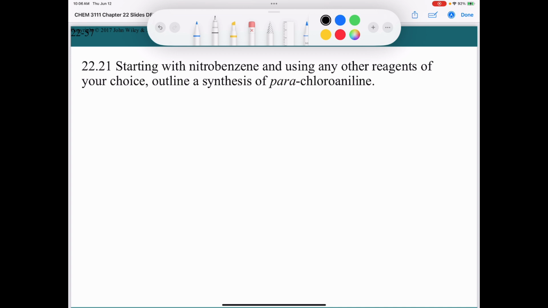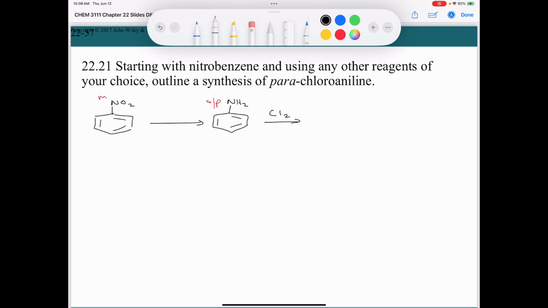Question 22.21, it looks pretty simple. It says starting with nitrobenzene and any other reagents. So if we're starting with nitrobenzene, could we find a way to make parachloroaniline? Okay, so we want to make this compound, parachloroaniline. And you might think, okay, well the nitro group is a meta-director. Once I reduce it down to the aniline, which is pretty straightforward, it's going to be an ortho-para-director, and then all I have to do is just treat it with chlorine.